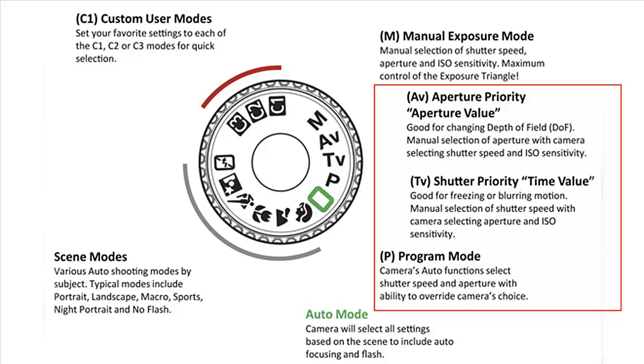Exposure compensation will work in your program mode, your shutter speed priority mode, and your aperture priority mode. It will not work in manual mode. One of the reasons it won't work in manual mode is because you can do the compensation manually. The camera won't do it for you.